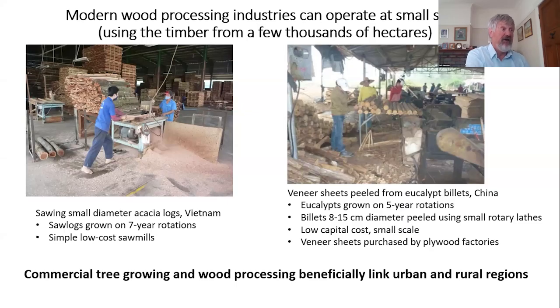And I want to emphasize you don't need hundreds of thousands of hectares in the country to start commercial industries which can replace imports or perhaps lead to exports, and which beneficially link urban regions which need commercial wood and rural regions which can produce the wood and provide employment in small factories for thousands, and in cases like Vietnam, hundreds of thousands of people working in the wood processing industries, and helping wealth to go back out to the rural areas and provide jobs.